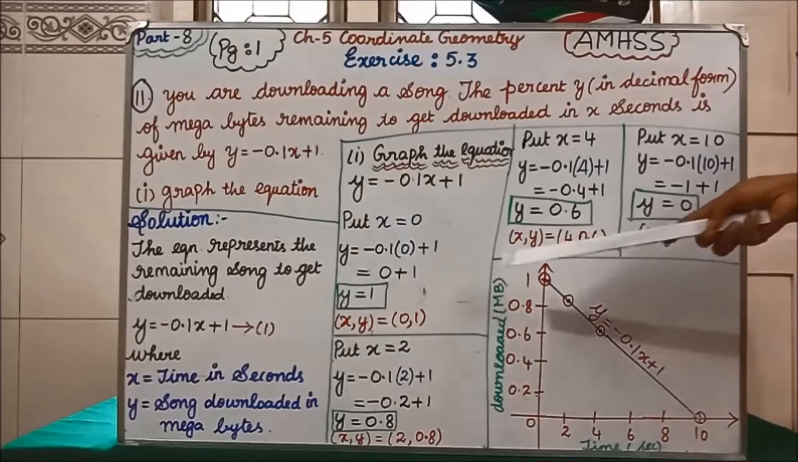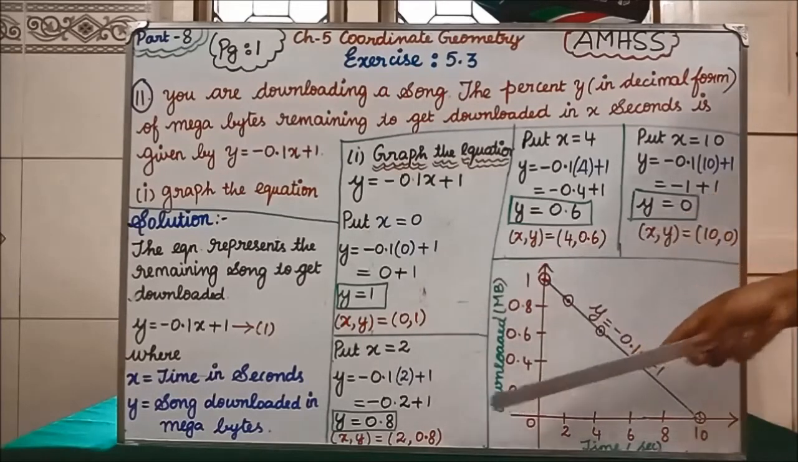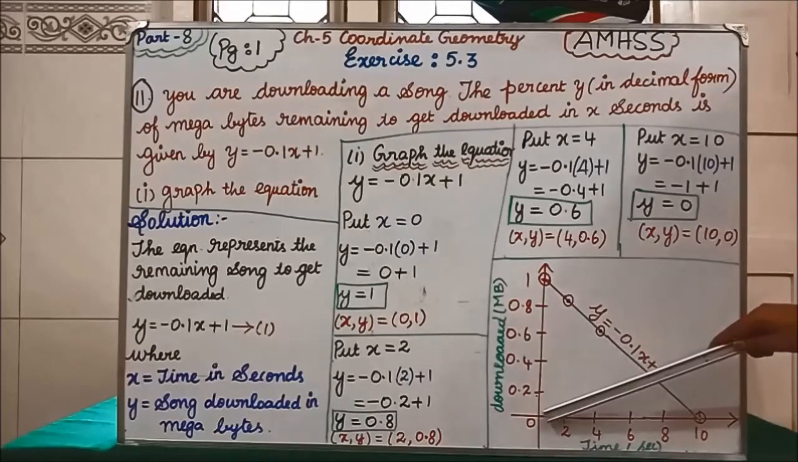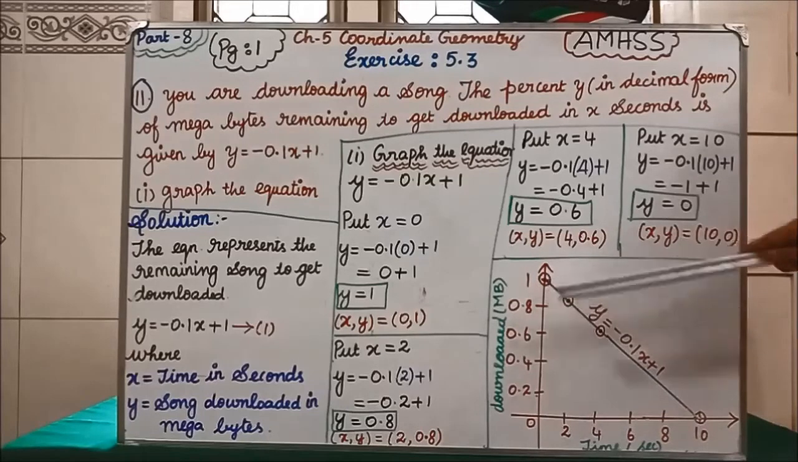First point is 0 comma 1, 2 comma 0.8, 4 comma 0.6, 10 comma 0. So totally we have got 4 points. These 4 points we are going to plot in the graph. See, first point is what? 0 comma 1. 0 comma 1 means in the y-axis here 0 comma 1.